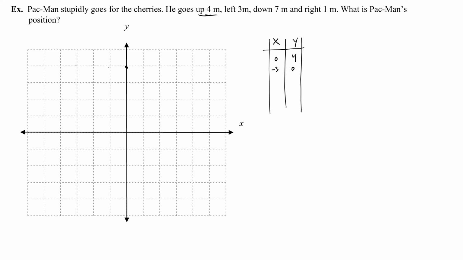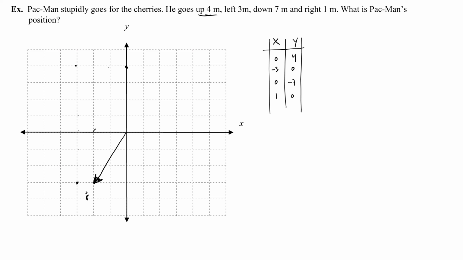1, 2, 3. Down 7 meters would be 0x, and then, let's see, negative 7y? Yeah, because you're going down. So 1, 2, 3, 4, 5, 6, 7. Okay. And then right 1, you'd go positive 1 and 0 for down or up. Okay. So this is our position vector r.